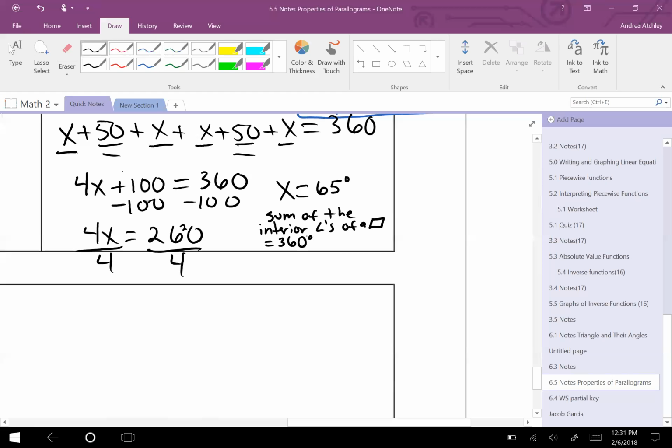Okay. That would be our reasoning in this case. Any questions over that? Yes. Then that would be consecutive interior angles of a parallelogram are supplementary. Okay. Either way will work. You just have to have a different reasoning.